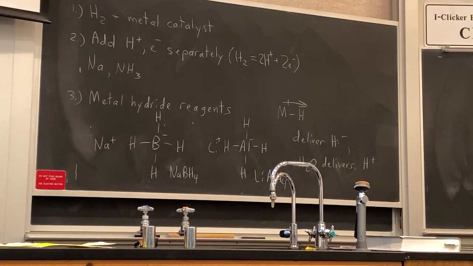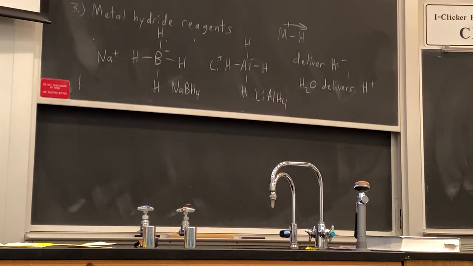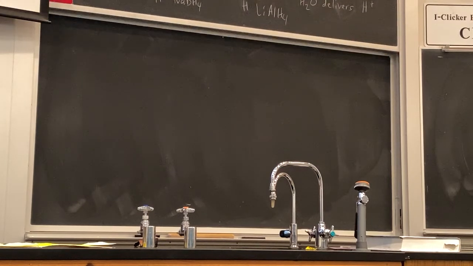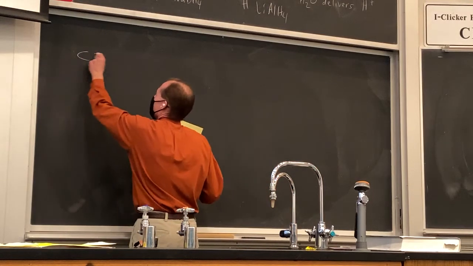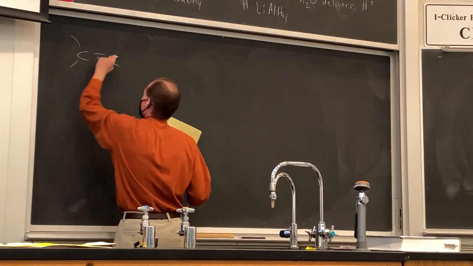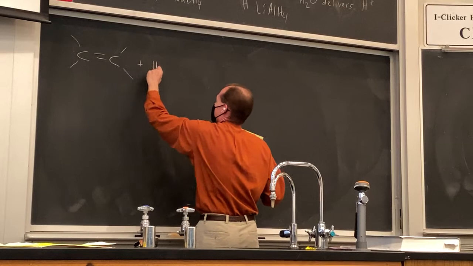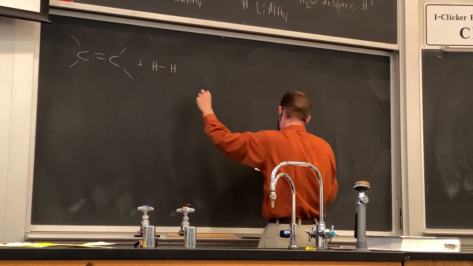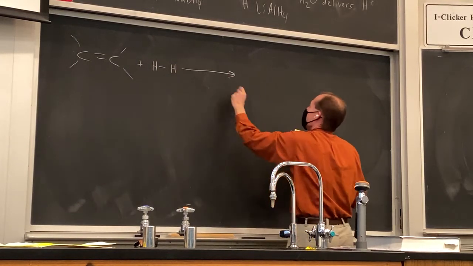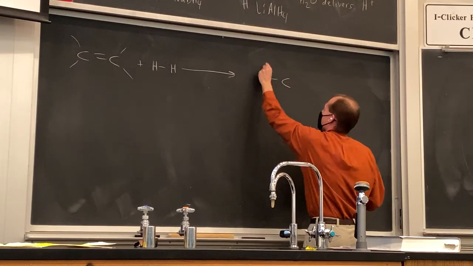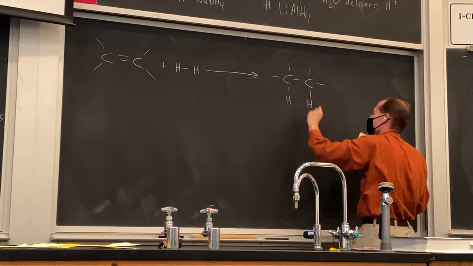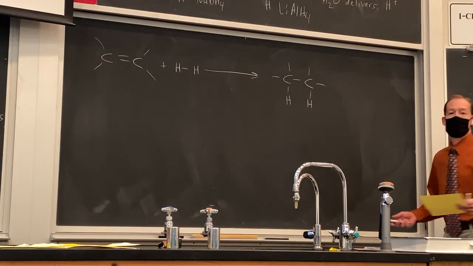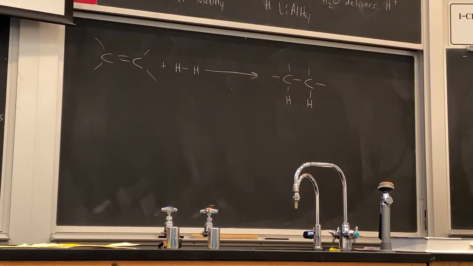Okay, so let's talk about our first reduction, and that will be the hydrogenation of alkenes. We take an alkene, we react it with hydrogen, and we obtain an alkane. This is a reduction because we're increasing the number of carbon-hydrogen bonds.